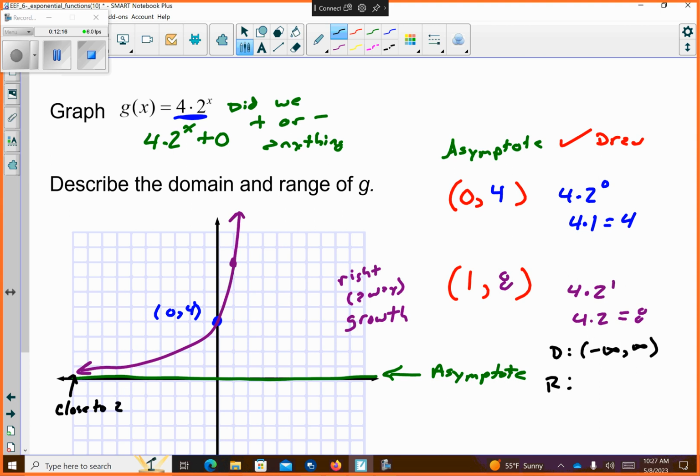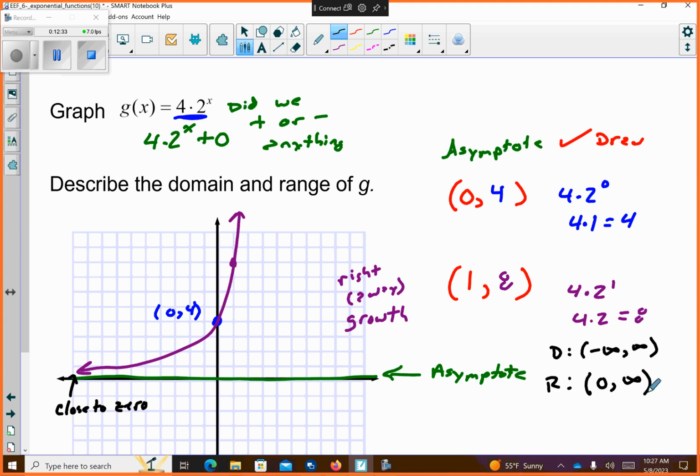So remember, the range is like an elevator. So I'm getting close to 0. I'm real close to 0. I'm like on the very bottom of an elevator. So I start at the 0 and I go up forever. And that is our domain and range.